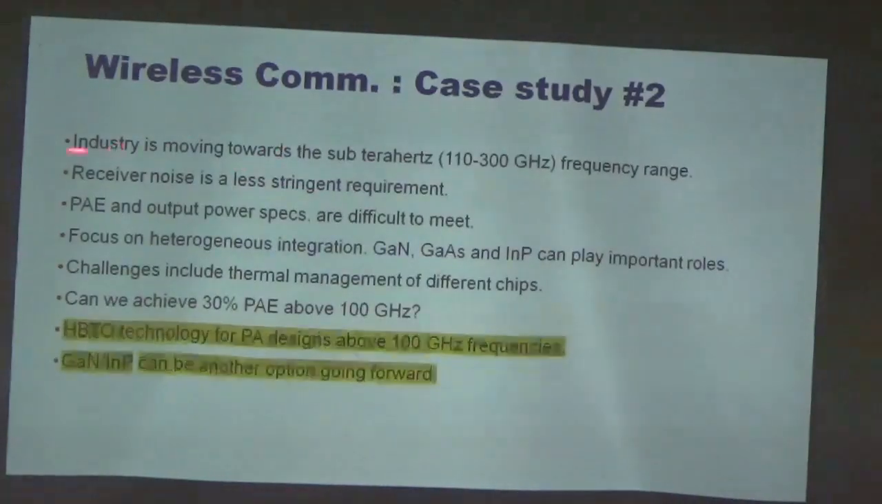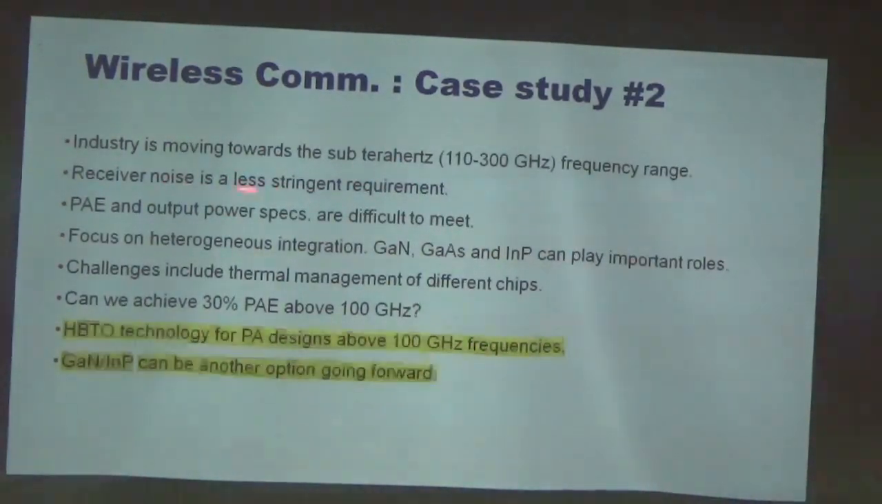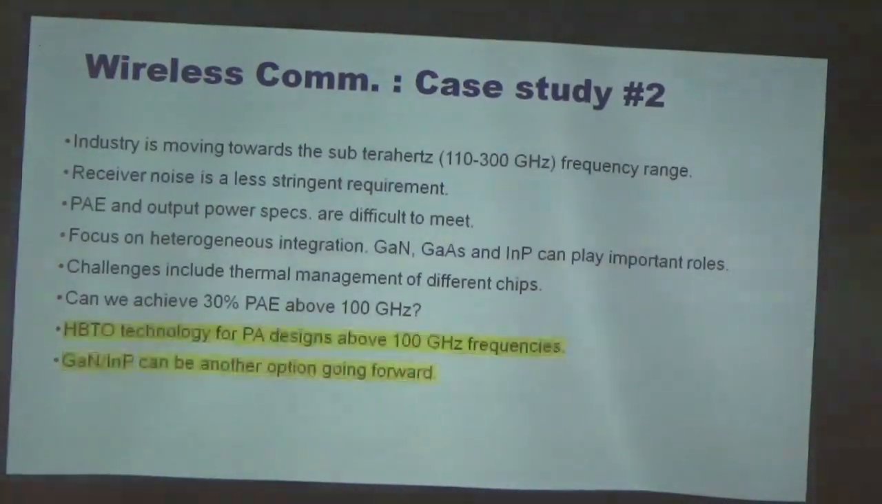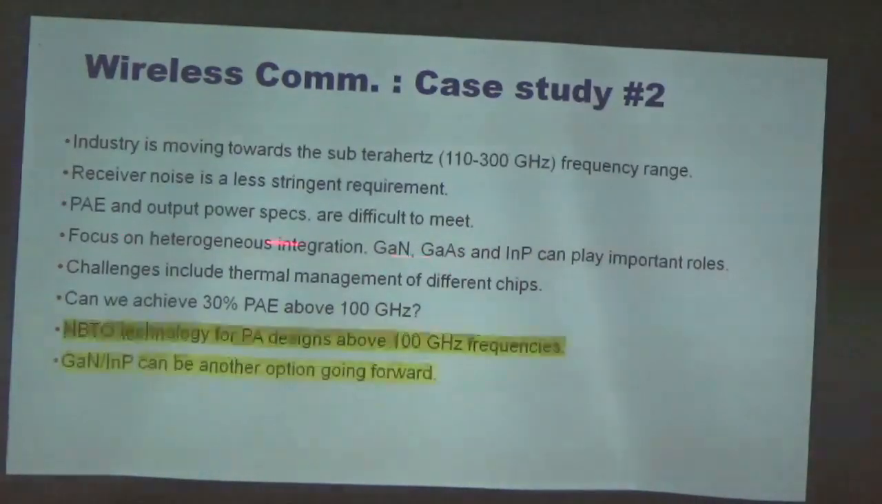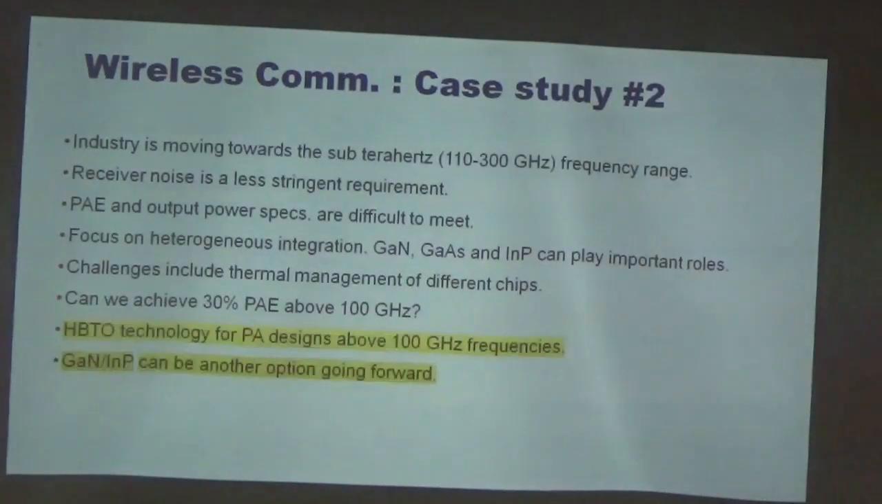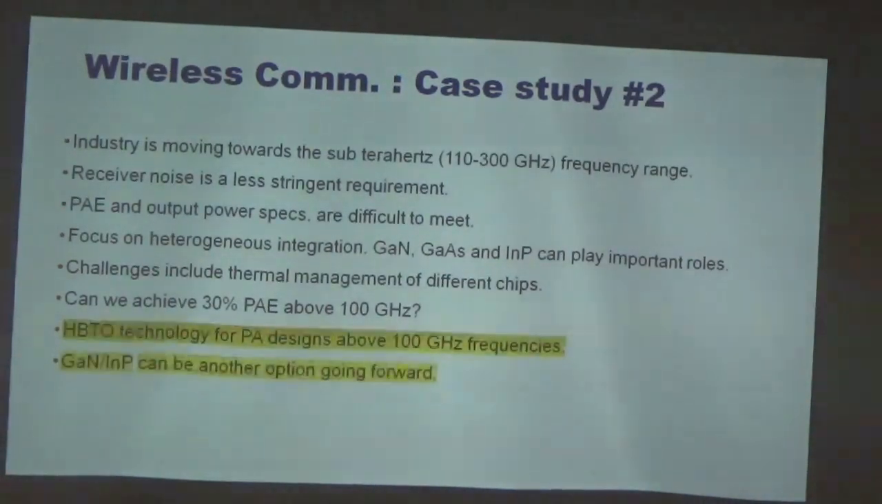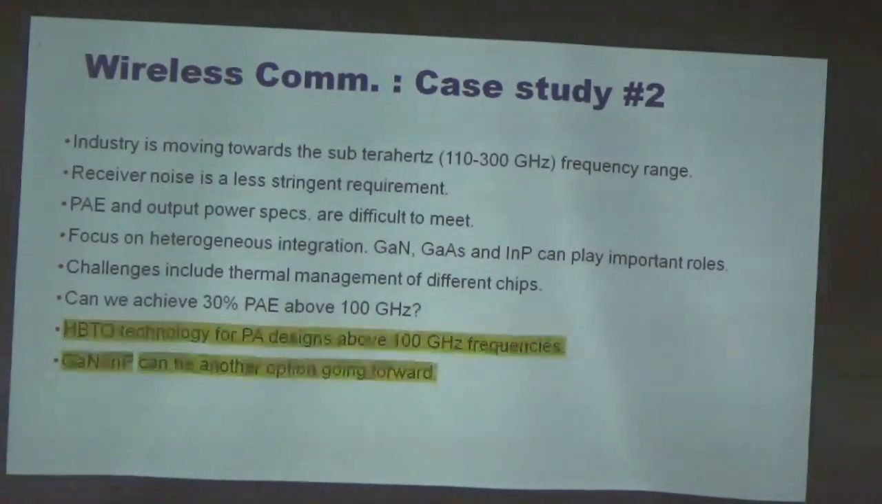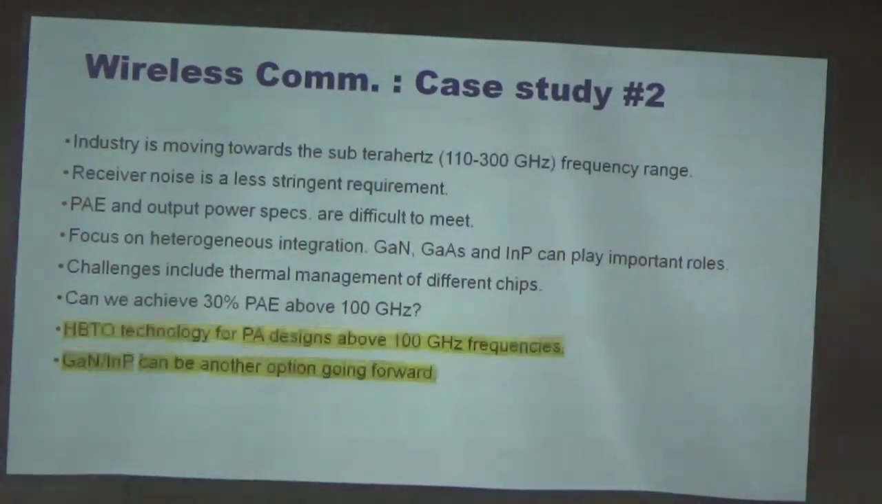So this is just to summarize. As we are moving towards a higher frequency range, the receiver is now less stringent, but on the other hand, the power amplifier, in terms of power efficiency, is more difficult to achieve. So how are we going to exploit different packaging in this case? Just like in silicon photonics, we have seen that by introducing 3D integration we can improve the performance. Similar to that, in wireless communication also, we can use packaging and improve the performance.